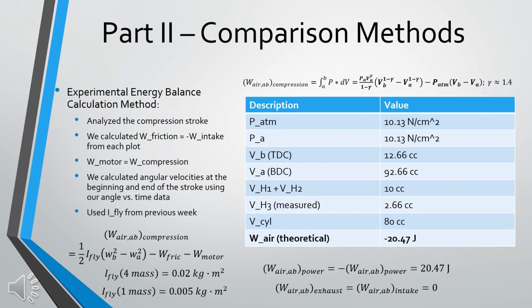Part 2 analysis, we evaluated the efficacy of our model by comparing the theoretical and experimental work due to air during the compression stroke of the IC engine. We experimentally determined the work contributions during the compression stroke to solve for experimental work due to air, and we used the formula to the right to calculate theoretical work due to air.